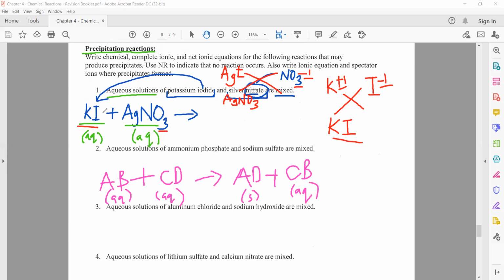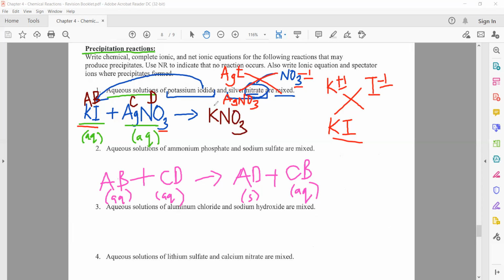Now if we're going to classify these, potassium is the A, iodide is the B, silver is the C, nitrate is the D. All we're doing now is matching this up. So we know that our AD is going to be potassium nitrate, which is one of our products there. So potassium nitrate is going to look like that.